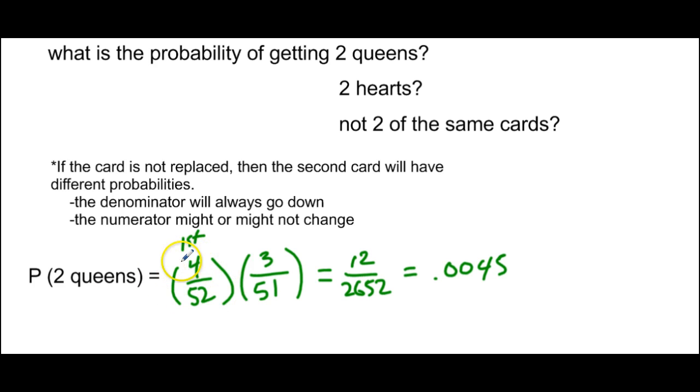Hope you understand this concept. You have a 4 out of 52 chance of getting one queen. Say you picked one, you threw it away. Now you have a 3 out of 51 chance because you already picked a queen. There's only 3 queens left. You picked one card already, so there's one less, so it's 51.